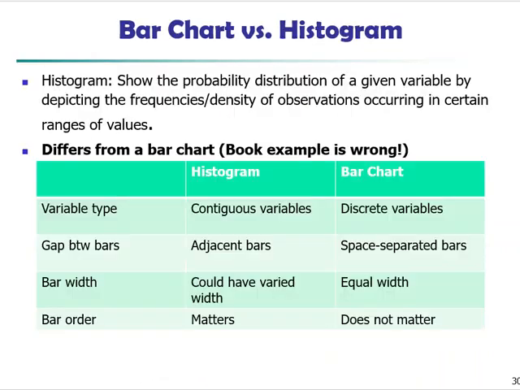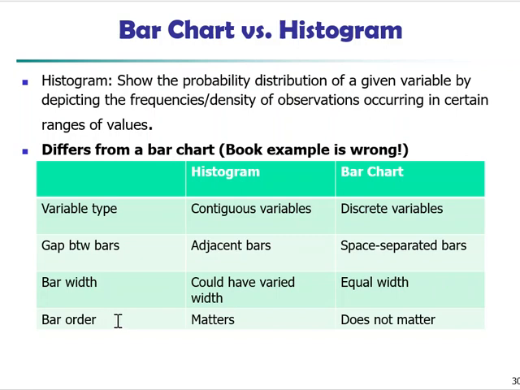So to summarize what we have talked about, histograms plot continuous variables. Bar charts are for discrete variables. Histograms do not have gaps between bars. All the bars are adjacent to each other. A bar chart has separated bars; there are gaps between the bars. Bar widths are consistent in a bar chart. They have equal width bars. In a histogram, they don't have to. A histogram can have varying widths.